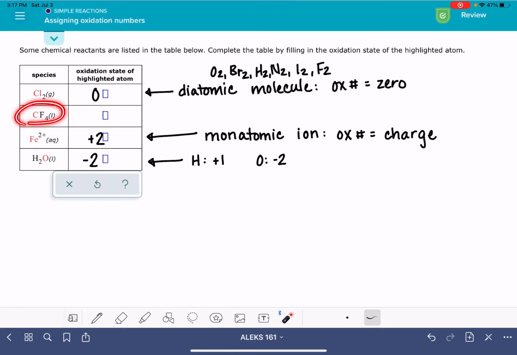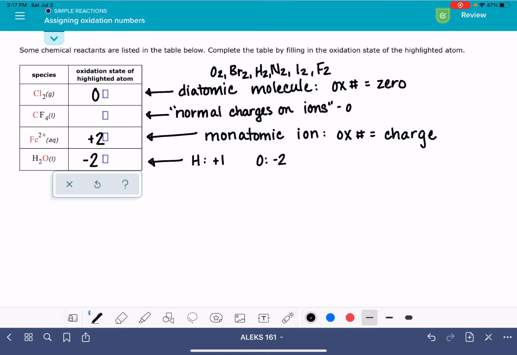So that leaves us to this last molecule here. This one's actually kind of tricky. When we look at this molecule, we don't really have a lot of solid guidelines to help us identify the oxidation number of carbon in this molecule. So we have to apply a rule that's not really a rule. It's like a rule-ish of a rule. The normal charges, I'm just going to kind of put quotations around that, normal charges on ions would be their oxidation number.